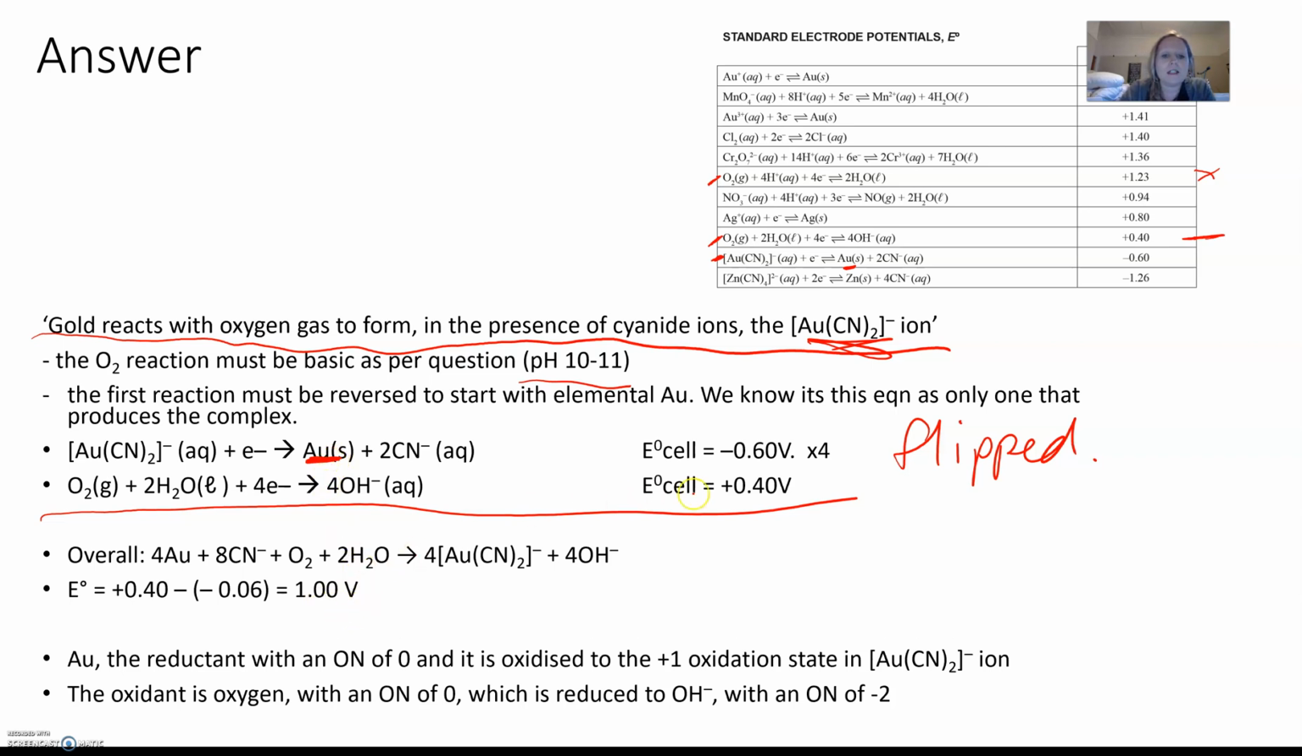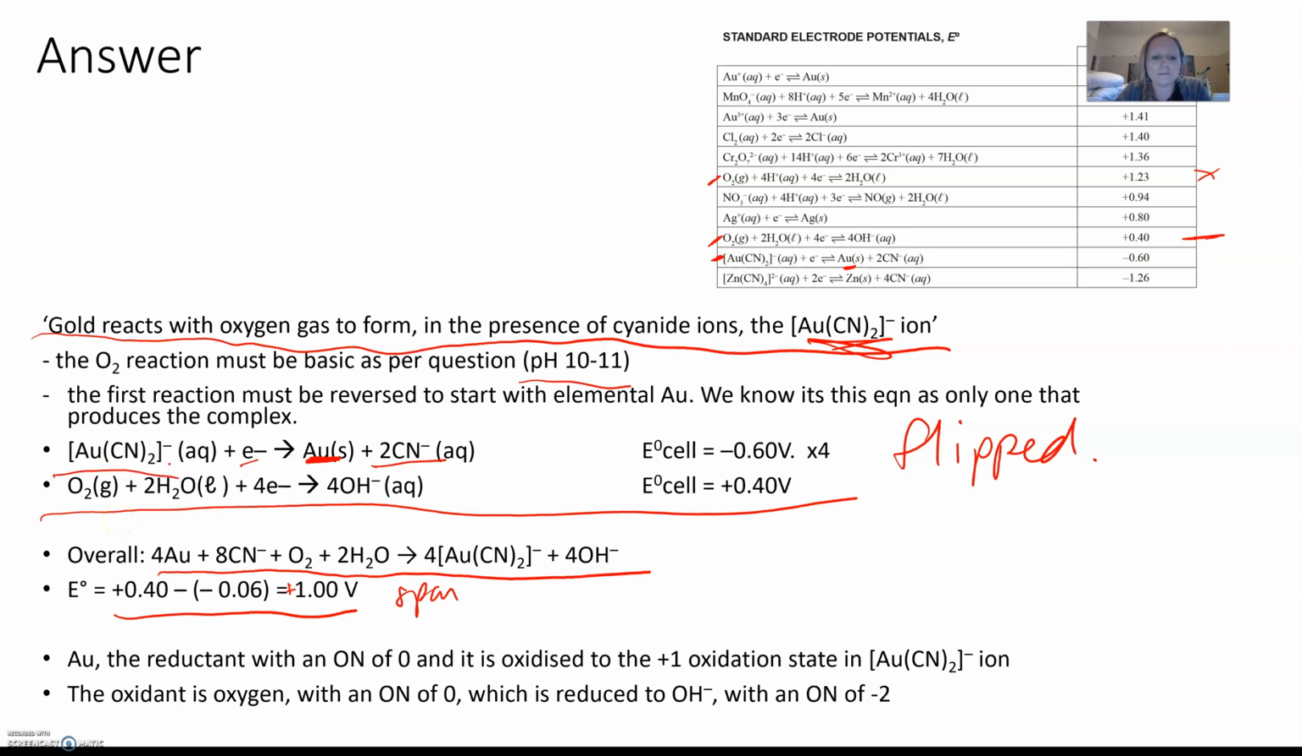So we flip that around, and you'll see that I had to times this first equation by 4 to get 4 electrons. You can see I've written it out here because you always have to do a fully balanced equation. Then I've calculated the cell potential by doing reduction minus the oxidation. And we get a positive cell potential, which means this reaction is spontaneous and will occur. Okay, so we can use cyanide ions to react with elemental gold in the presence of oxygen, and it'll form this complex ion.